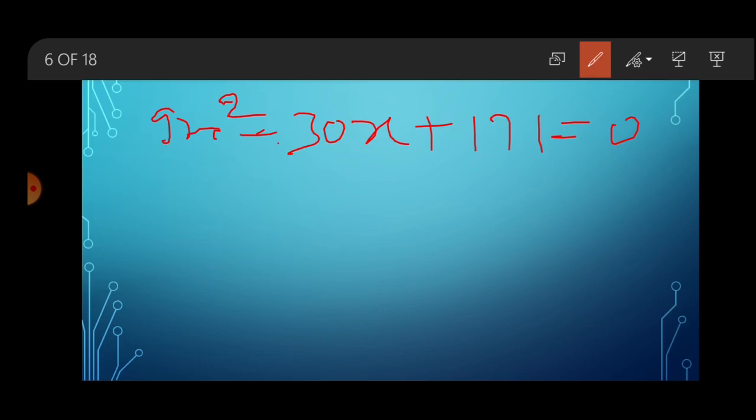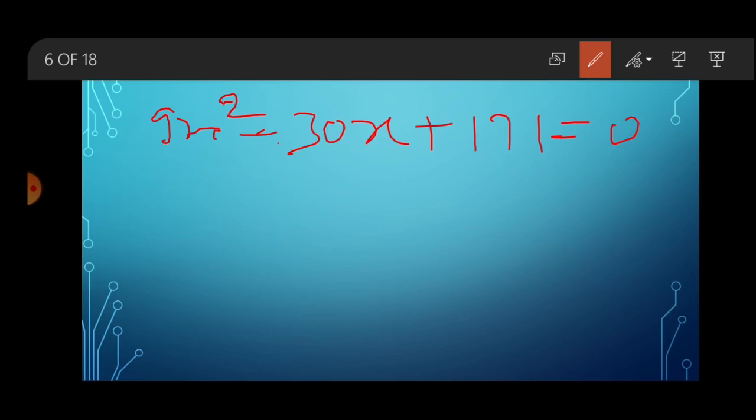Now 171 will be multiplied by 9, and again whatever multiplication comes, we will use successive division. Then we have to determine two such parts whose addition or subtraction is 30, and in this way we can solve the question.